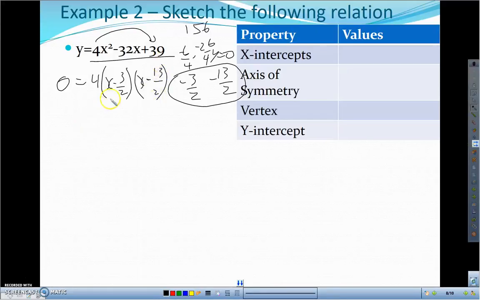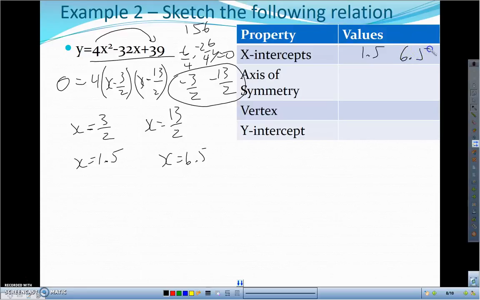And so the answers for my roots are going to be x is equal to the opposite values of these, or sorry, the opposite, what's it called? They're going to be the positives. 3 over 2, x is equal to 1.5, x is equal to 13 over 2, x is equal to 6.5. So here's what I know right now, and here's what I can fill in. I can fill in 1.5 and 6.5 for my roots.